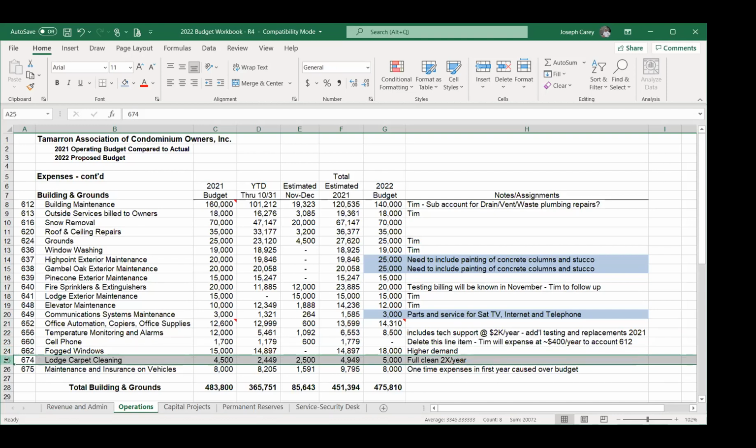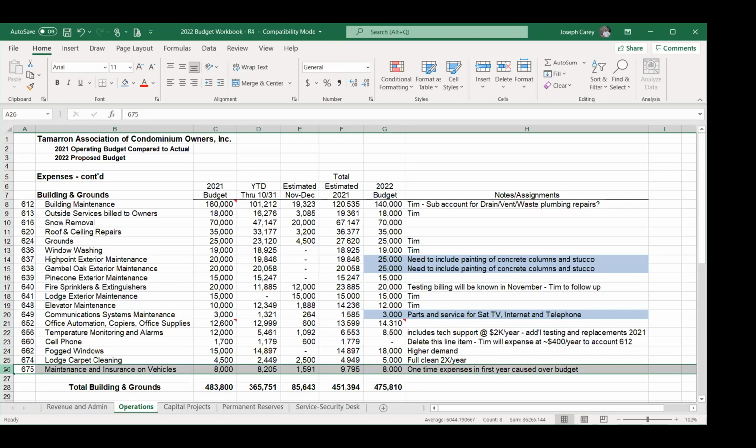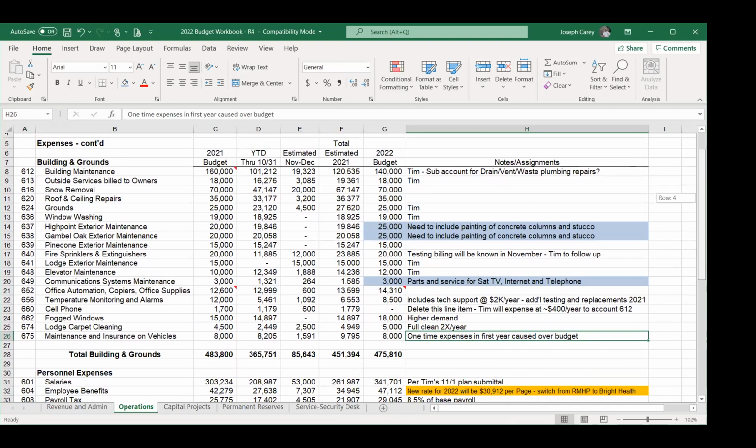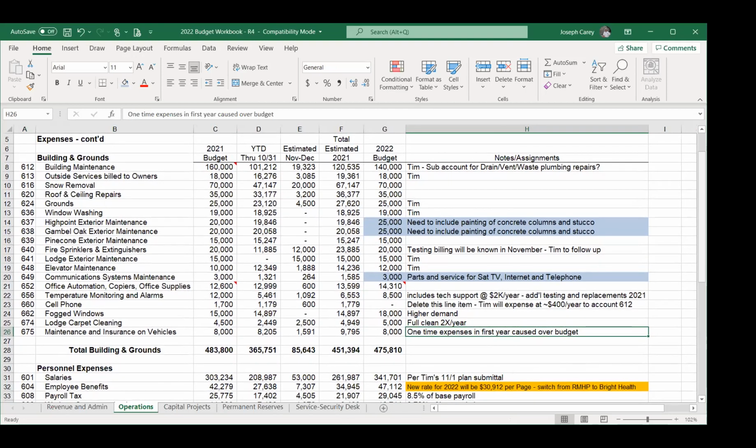Lodge carpet cleaning. Self-explanatory. And maintenance and insurance on our HOA-owned vehicles. If we spent 9,800 last year, why are we only budgeting 8? There were some first-year one-time expenses. When we bought them, we had to buy some equipment, accessories, and things of that nature. I know how many miles we're going to put on the vehicle. I don't know what gas is going to cost in 6 months, but we made a pretty well-defined guesstimate on that number. Okay.